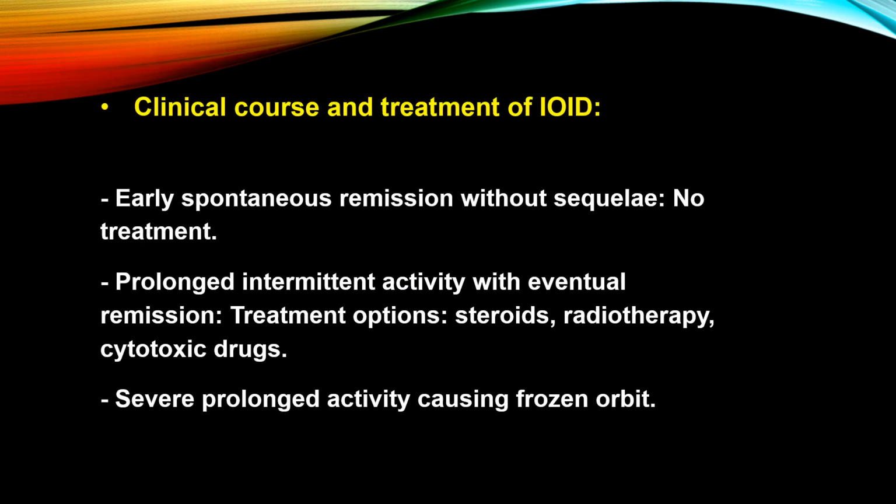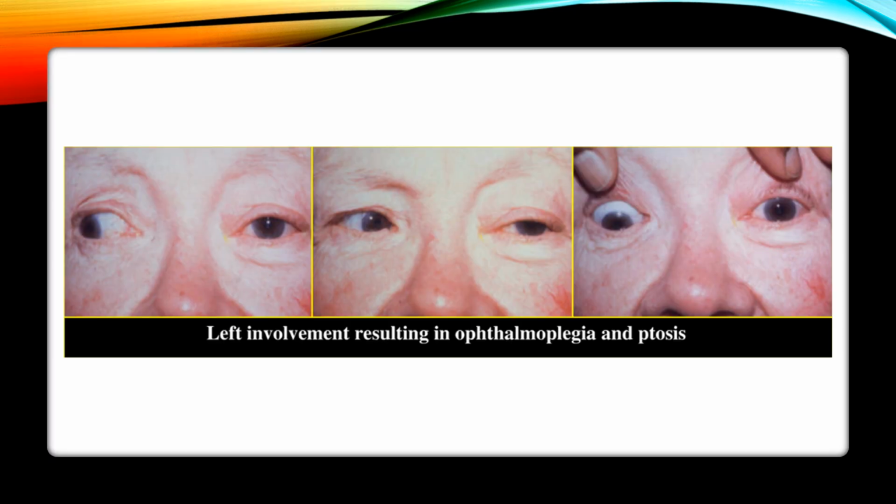Clinical course and treatment of idiopathic orbital inflammatory disease. Early, with spontaneous remission and without any sequelae, we do not offer any treatment. If there is prolonged intermittent activity with eventual remission, treatment options include steroids, radiotherapy, and cytotoxic drugs. Severe prolonged activity can cause frozen orbit. This picture illustrates a long-standing case with frozen orbit.